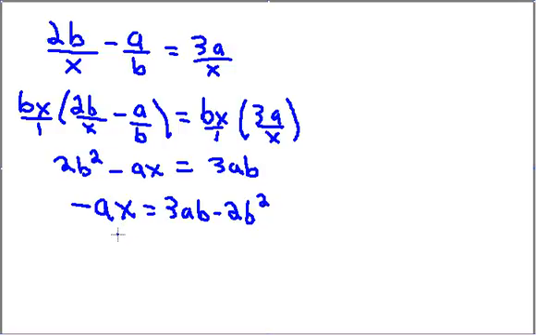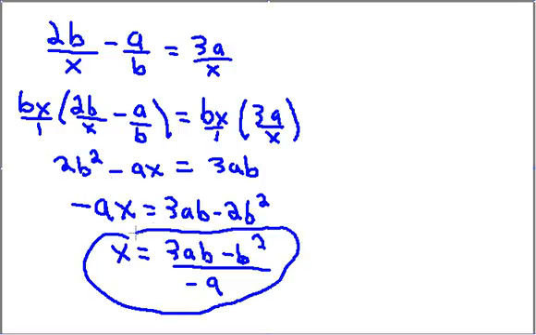We're almost there now. We have a minus a being multiplied by our x, so we need to divide both sides by minus a. When we do that, we're going to be left with x on the left, and then on the right, we're going to have 3ab minus 2b squared, and we're taking that and dividing it by minus a. This then is this formula, this equation, rewritten in terms of x. X is all by itself now on one side of the equation.